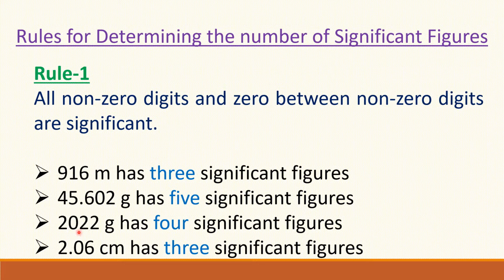Similarly, 2022 grams has 4 significant figures. Here 0 is between 2 and 2, so it is considered as significant. Similarly, 2.06 centimeters. The 0 is between two non-zero digits, so it is significant. Here 2.06 centimeters has 3 significant figures.